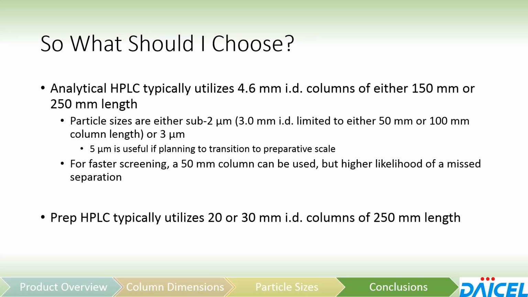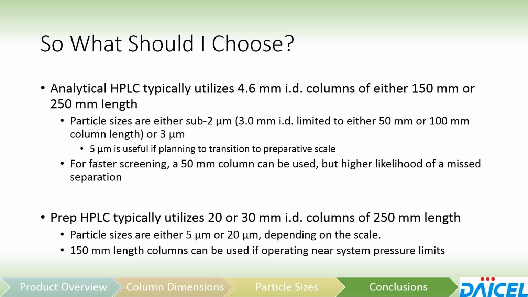For prep HPLC, as far as utility goes, most people are utilizing either 2 or 3 centimeter ID columns of 250 millimeter length. Particle sizes for HPLC, either 5 micron or 20 micron, depending on the scale. Most people don't use 10 micron anymore. You can get away with 5 or 20. Both of them kind of serve the role that 10 micron used to.